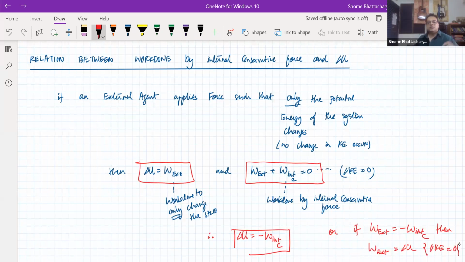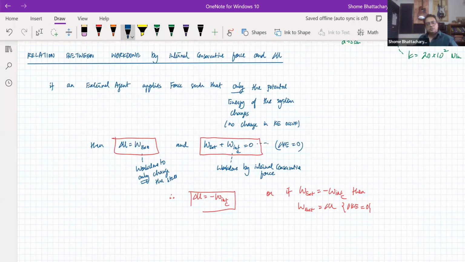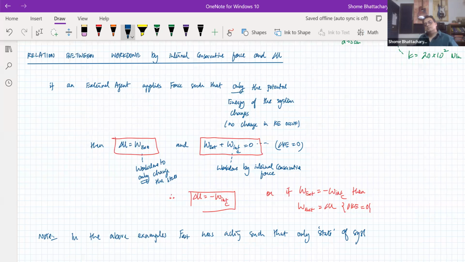So for example, in the above situation where we discussed the spring, what was happening is, in the above examples, F external was acting such that only the state of the system changed. So work done by this external force was negative of work done by the spring force. And that is why the change in kinetic energy was zero.